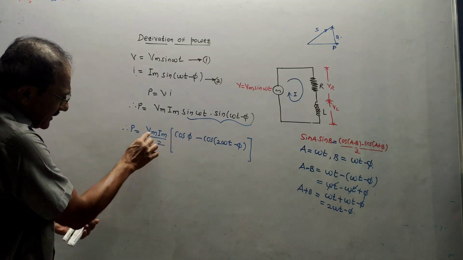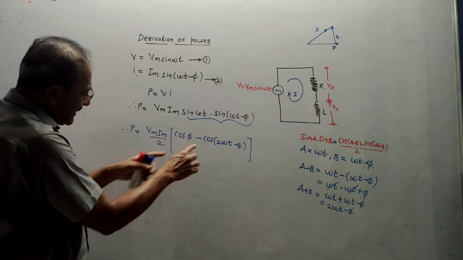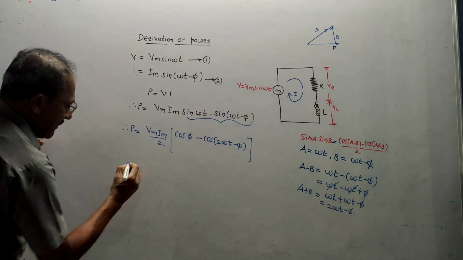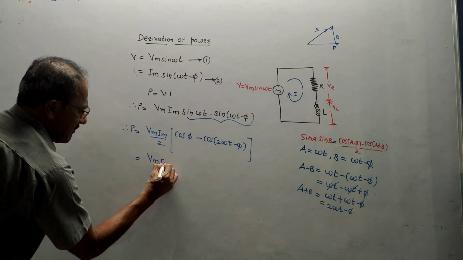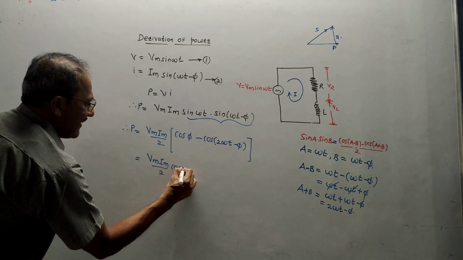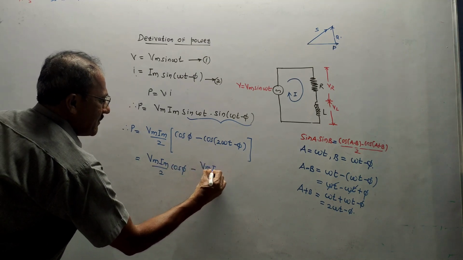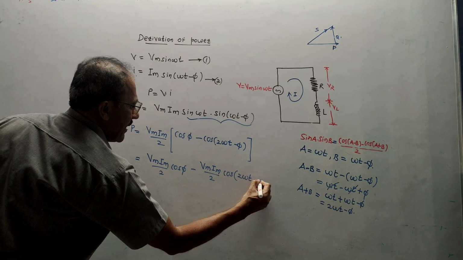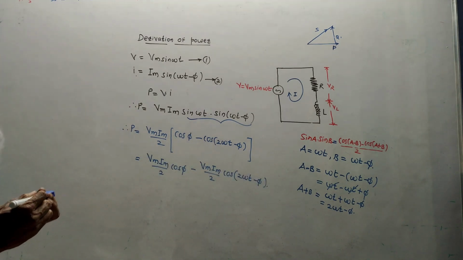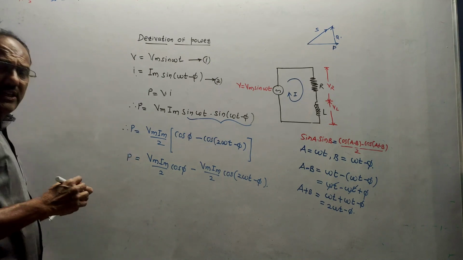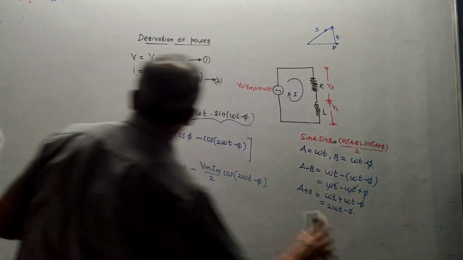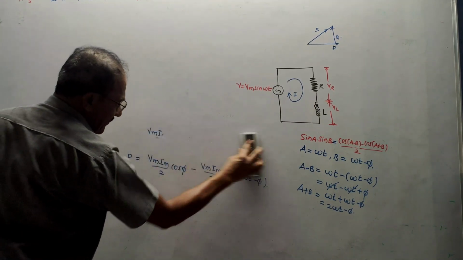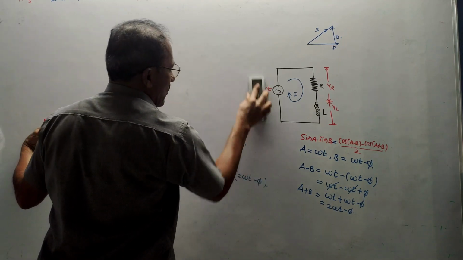Now it has two terms. First term is Vm Im upon 2 into cos phi. Second term is minus Vm Im upon 2 into cos of 2 omega t minus phi. So I will write it separately for simplicity. First term is Vm Im upon 2 cos phi minus second term Vm Im upon 2 cos of 2 omega t minus phi. This is the expression of generalized or instantaneous power. If you want to calculate average power, then the simple technique is to take the integration of this final equation we have derived right now.